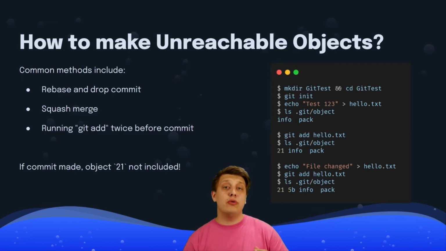For example, if we take this fresh directory that we've created with git init, add a hello.txt file, and git add it, we can see that one git blob object has been created that starts with the SHA-sum of 2.1. Later, if we were to change the file's contents and rerun git add, we'll see that there are now 2 git blob objects, 2.1 and 5b. This is important to note because if you make a commit after this point, only object 5b will be tracked. 2.1 will be known as an unreachable object, in this case a blob object.